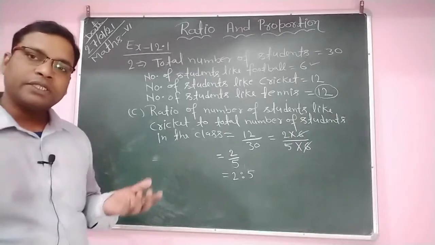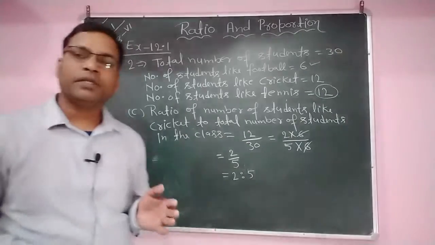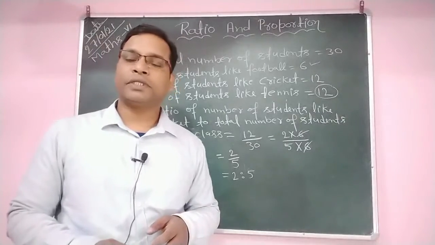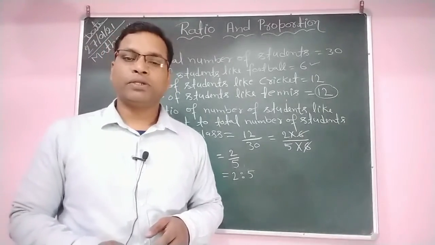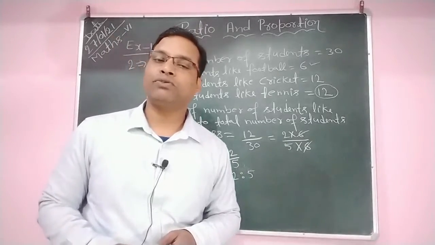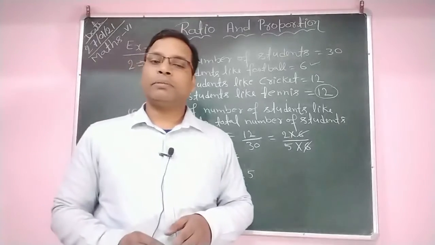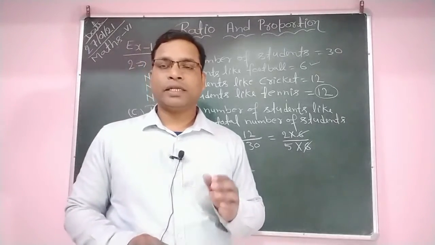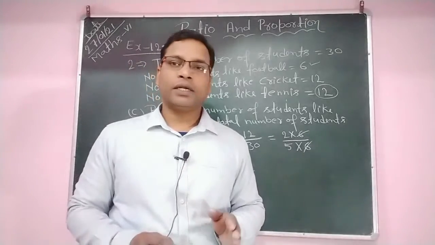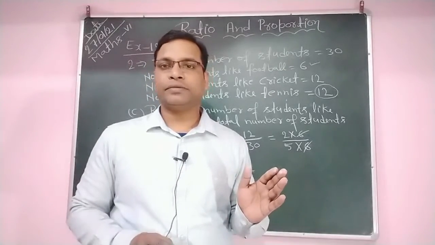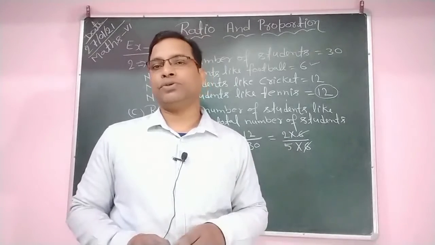When you subtract it from the total number of students in the class, you get the number of students who like tennis. This is equal to 12. After this, the question asks us to find the ratio of the number of students who like football to the number of students who like tennis. 6 students like football, and 12 students like tennis. If we simplify this, we get 1:2.